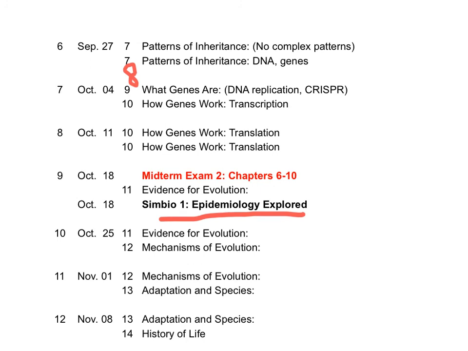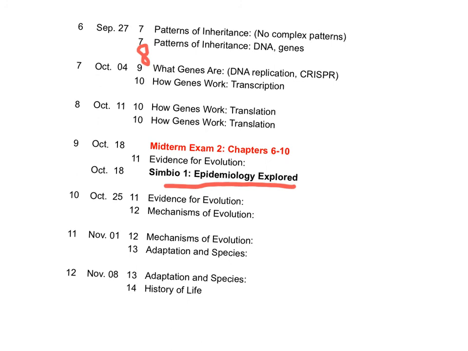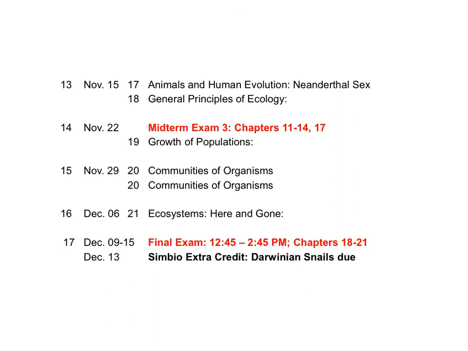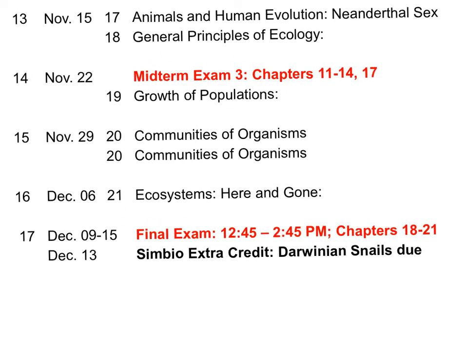Then we're going to start the section on evolution, which is chapters 11, 12, and 13, and also the history of life, chapter 14. We're also going to cover chapter 17, animals, human evolution, and Neanderthal sex. General principles are not going to be on the third midterm exam. This will only cover chapters 11 through 14 and 17, and not necessarily in great detail.